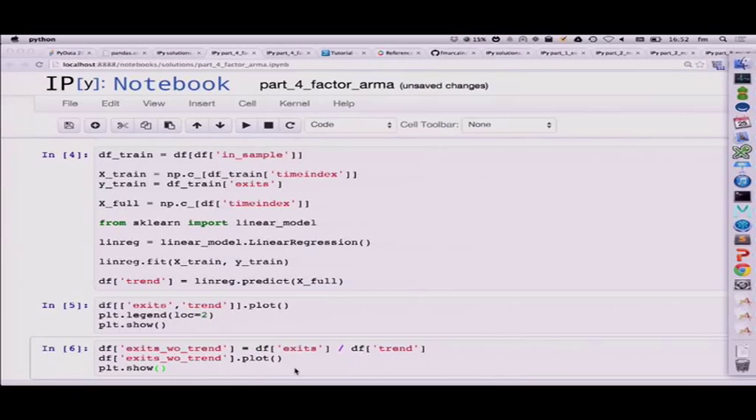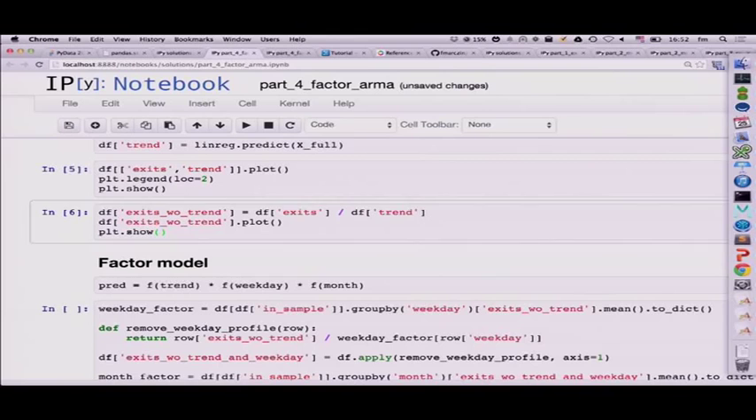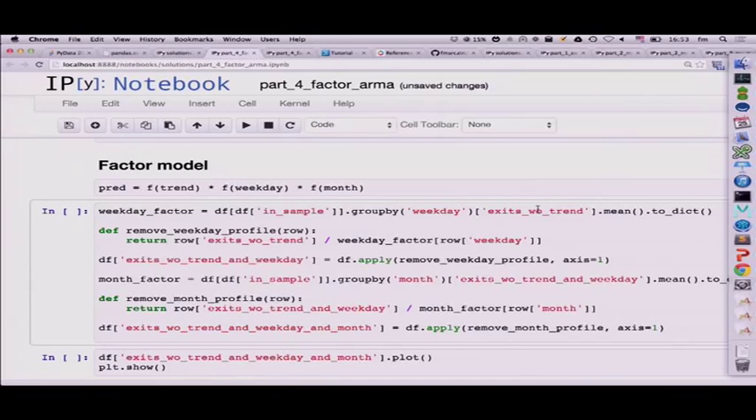So we've got the vector model, which we define as trend times weekday times month factor. We do a group by of the exits without linear trend and fill it into a dictionary. So we want to remove that factor: we divide by the factor in the dictionary depending on the weekday. Afterwards, after we divide by the weekday and the trend, we divide by the months. You can also permute that, it doesn't matter. And at the end we've got a time series without linear trend, without weekday and monthly profile.